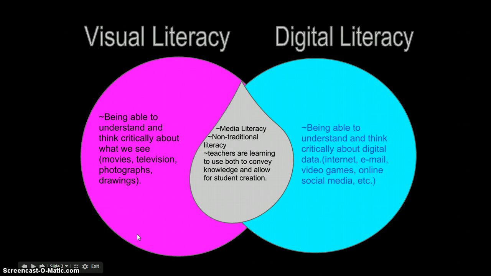They also taught me a lot about visual literacy and digital literacy. Visual media would be classified as movies, television, photographs, drawings, etc. And being able to understand and think critically about what we see would be considered visual literacy. Digital literacy, on the other hand, is being able to understand and think critically about digital data. Digital data examples would be the internet, email, video games, online social media, etc. Both digital and visual literacy are types of media literacy.